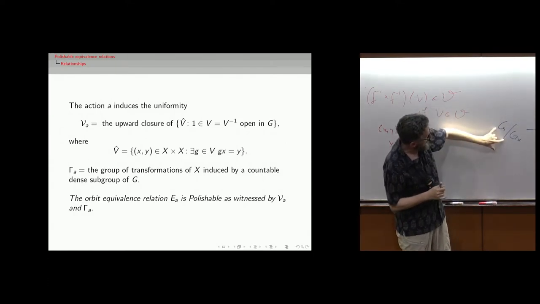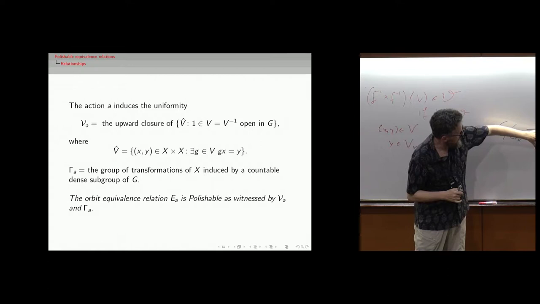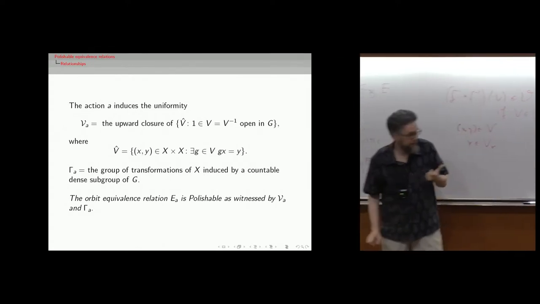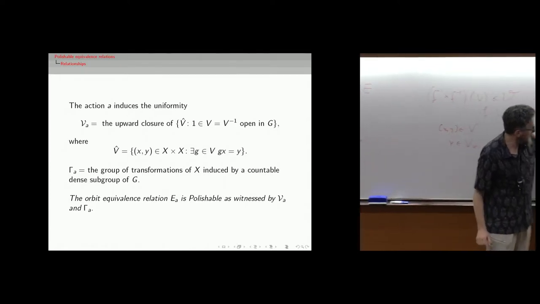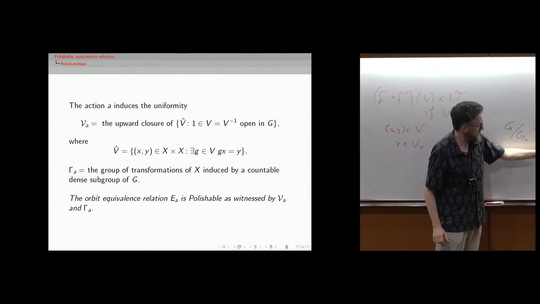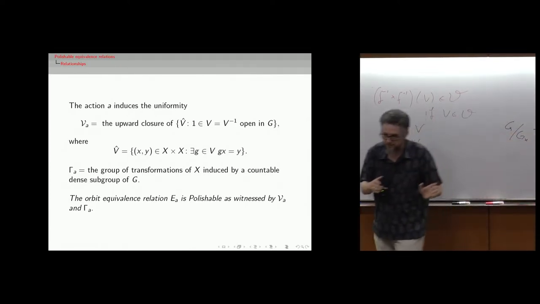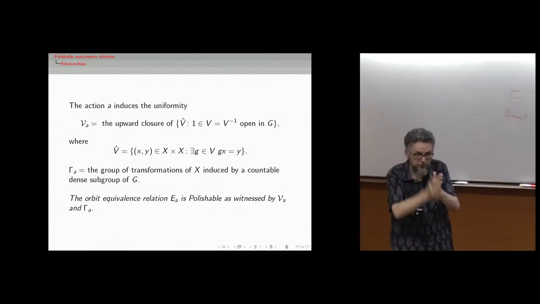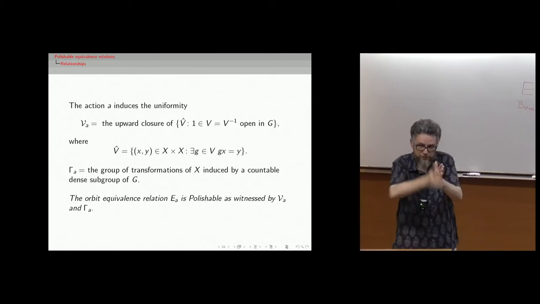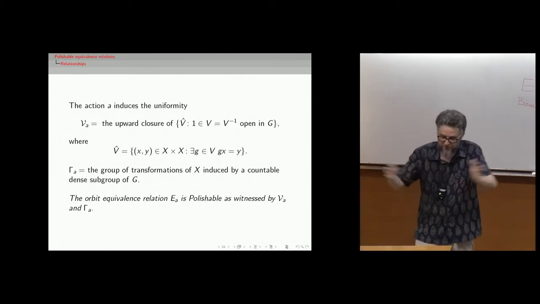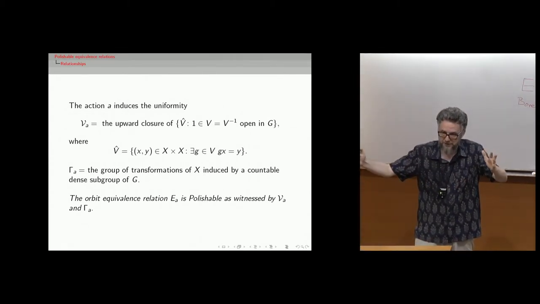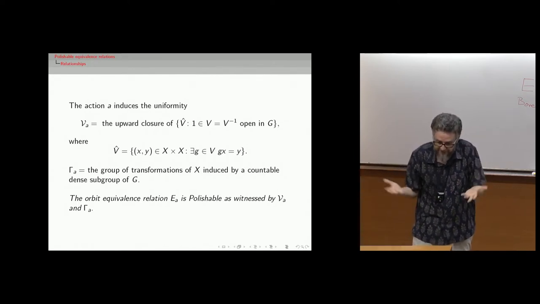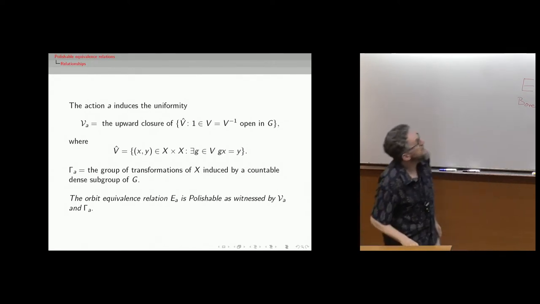This is a Polish topology. We just transfer this topology to GX, which makes the orbit GX into a Polish space. One checks that this topology doesn't depend on the choice of X in the orbit. That's easy. And what's the topology? On each orbit, I just put the quotient topology, and then the orbits are clopen subsets of the space. So the topology is just the quotient topology on each orbit, and there is no connection between the orbits.